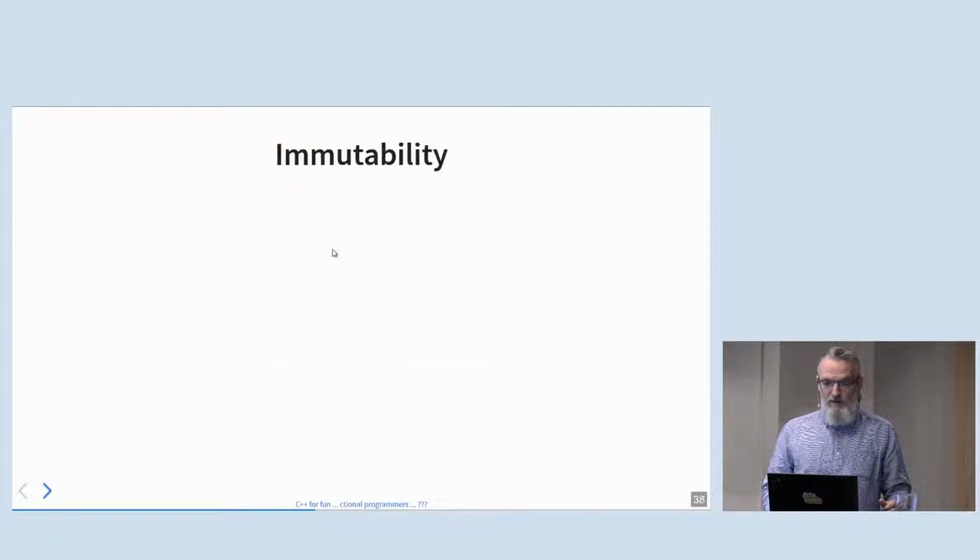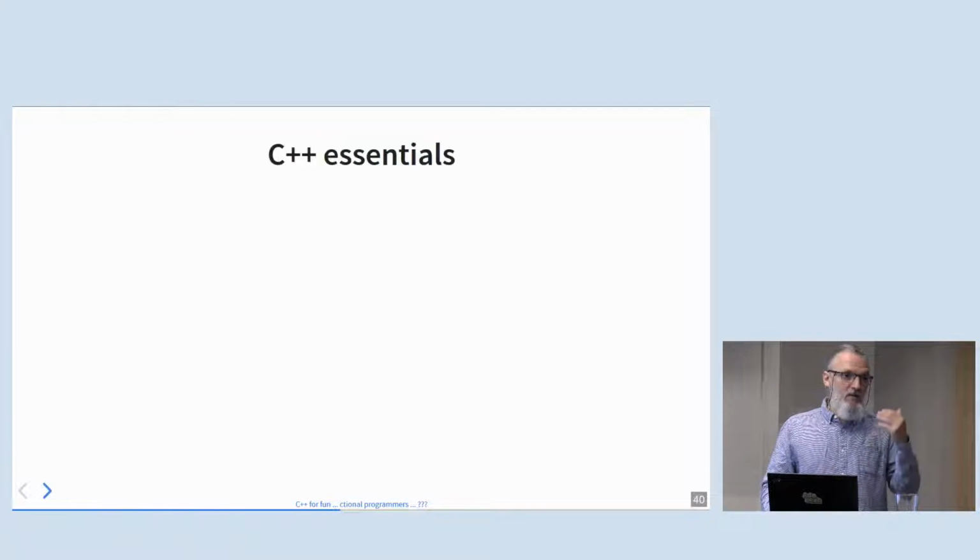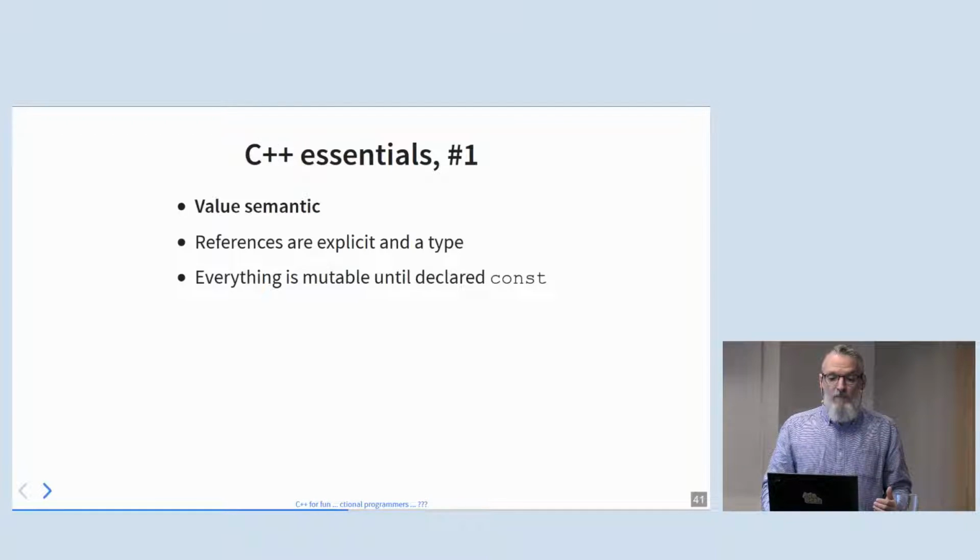It's very nice. So now let's look at immutability, because this is what people want also, an immutable data structure. And C++ has const, and this is not exactly the same. But I need to explain now some C++ essentials, why I don't think this is a big point. So first, value semantics.